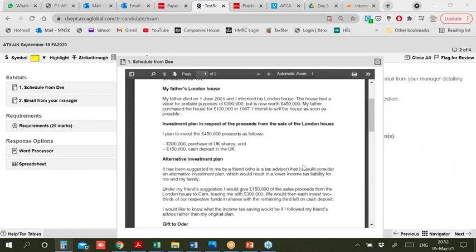I would like to know what the income tax savings would be if I followed my friend's advice rather than my original plan. For that, I need some other information regarding Cam and D. For example, which tax band are they in? What is their level of income? So things like that I'll be needing to suggest to them whether this strategy will help them or not.